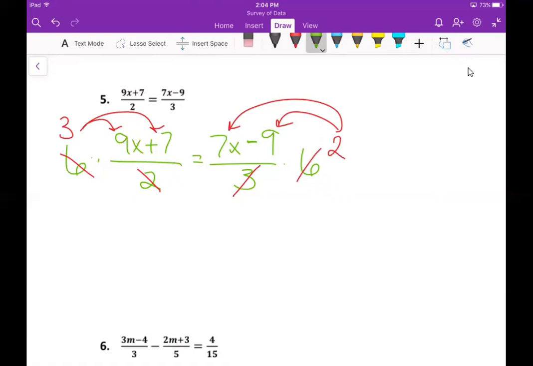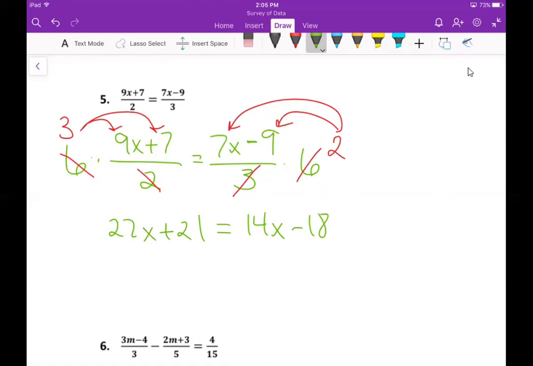Okay, so a couple different ways to think about that problem, and I would definitely tackle it like that first. Get rid of those denominators first so you don't have to think about a bunch of fractions in there. Okay, so we'll take 3 times 9, which is 27x, and 3 times 7, which is 21. So we've got 21x plus 21 equals 2 times 7 is 14x, and negative 9 times 2 is minus 18.